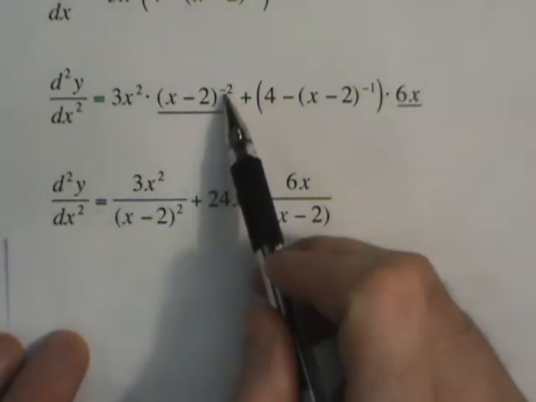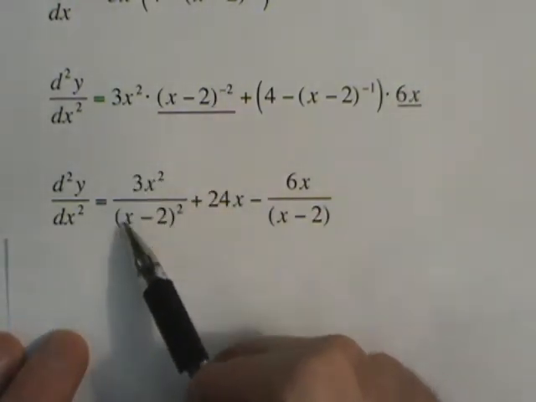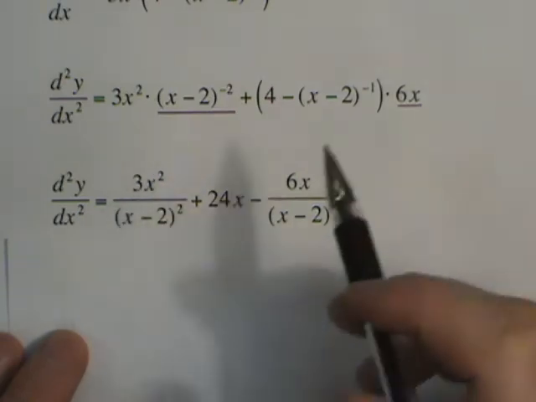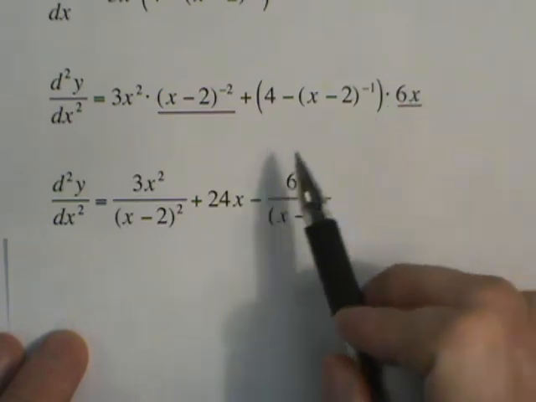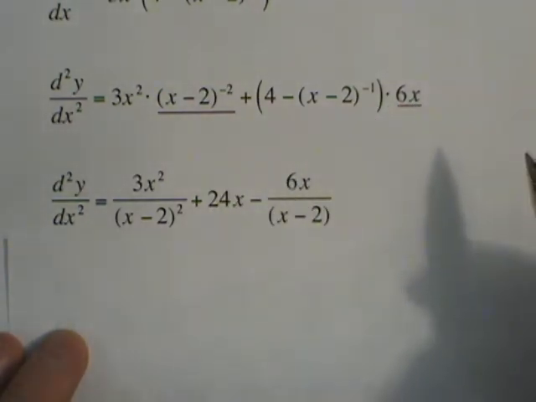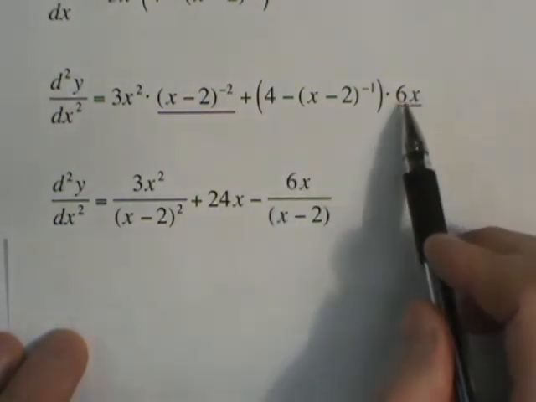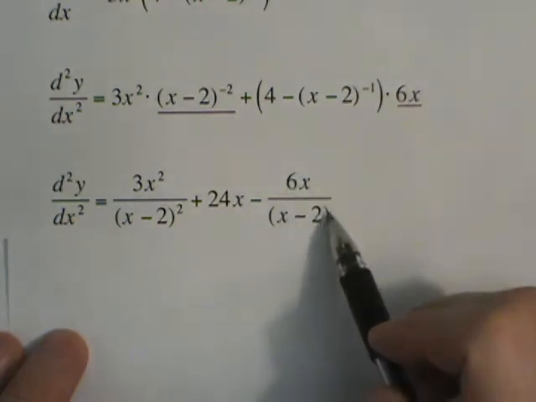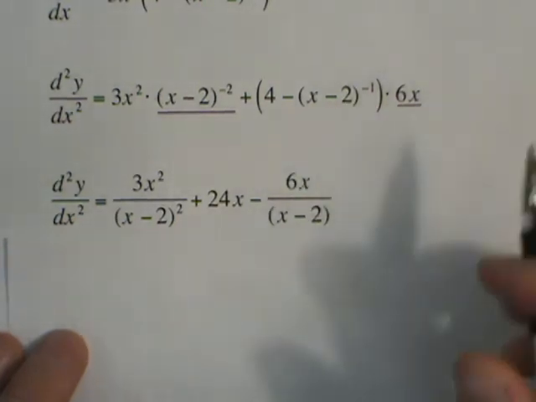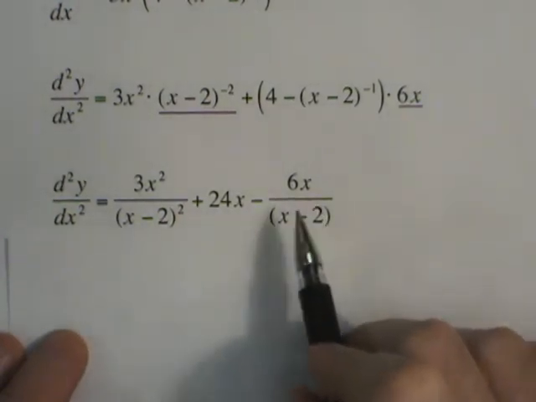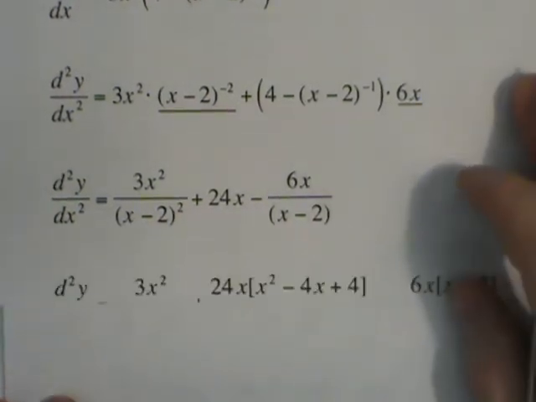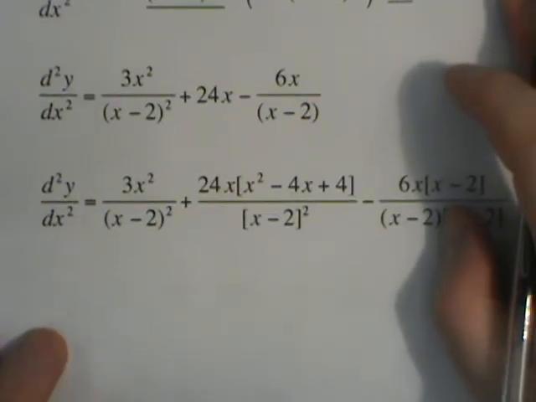And then for my next step, I take this negative exponent, I drop it down, turning this first term into a fraction. I distribute the 6x across this set of parentheses, so this becomes 24x, minus 6x over x minus 2, because that negative exponent drops that down. And so I have three terms here. As I look at the three terms, I decide to go for a common denominator.